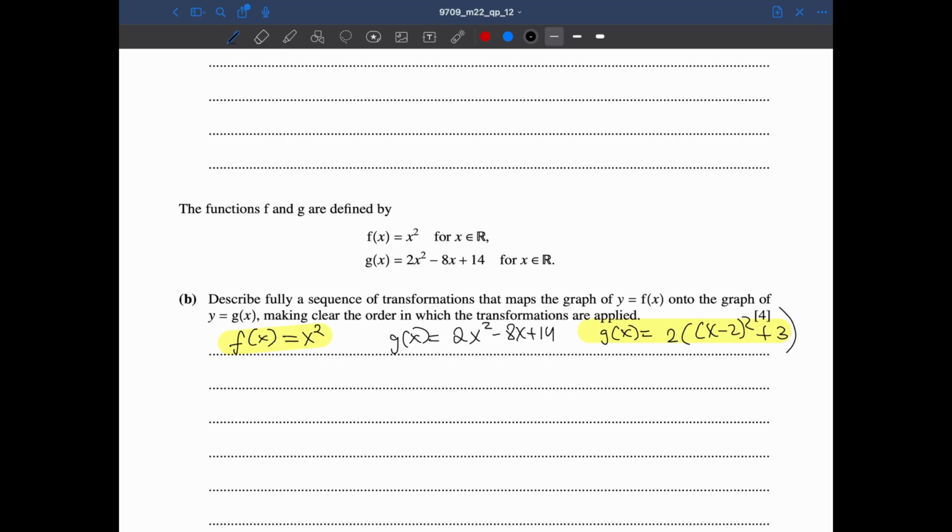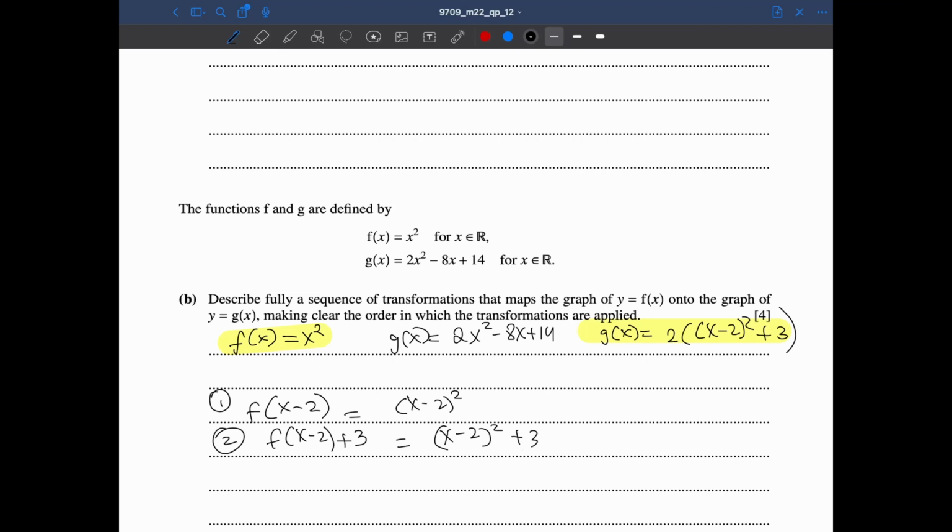So we can notice that instead of x squared, we have x minus 2 squared. So in the bracket, we're going to have x minus 2, because that would give us x minus 2 squared. That's step 1. And then step 2 is how do we transform x minus 2 squared into x minus 2 squared plus 3. So we basically add 3 to the function. And that would give us x minus 2 squared plus 3.